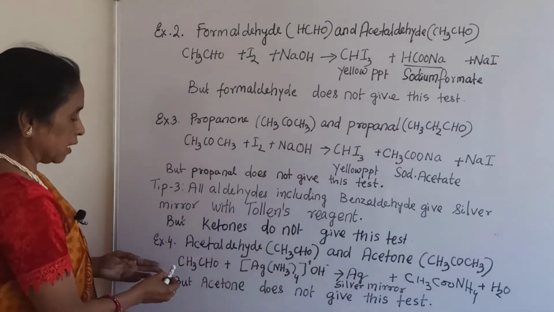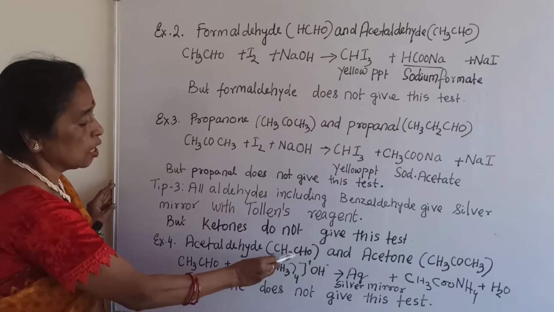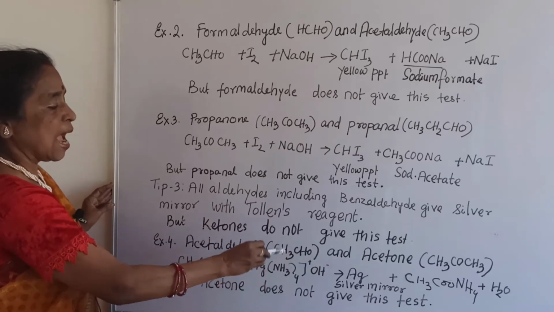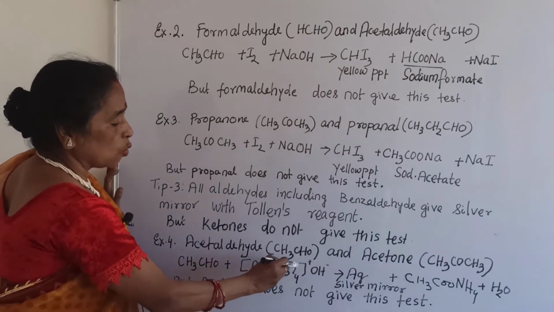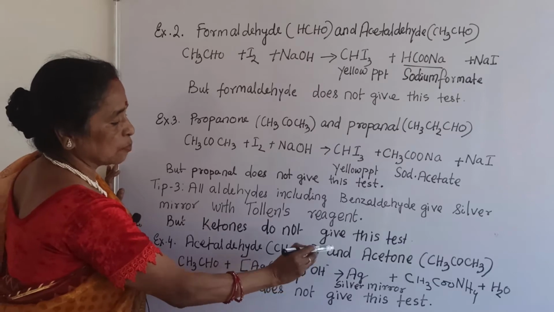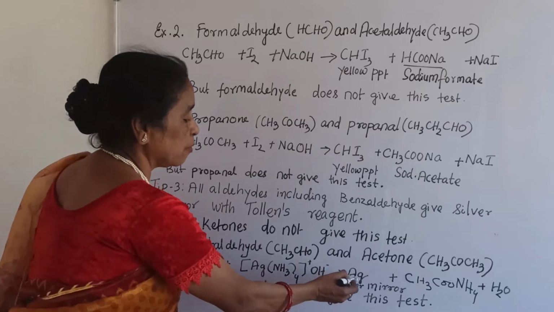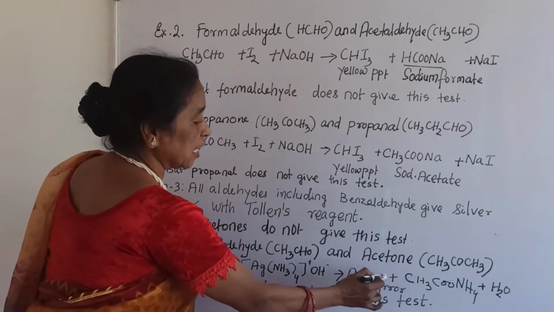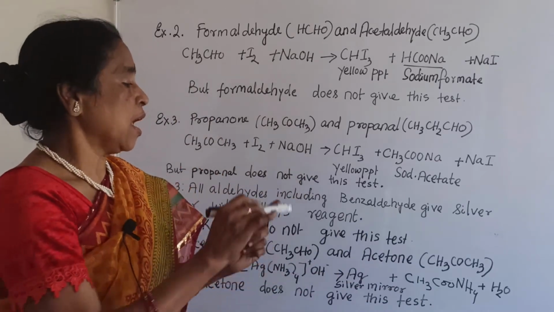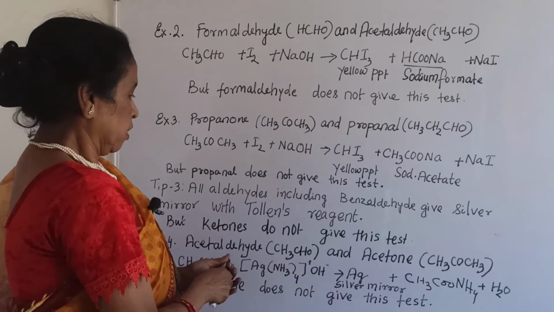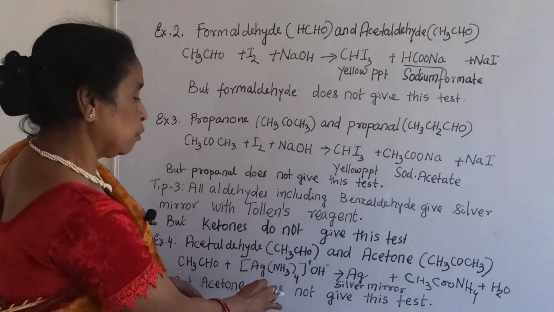So here you can write CH3CHO, and Tollens reagent is Ag(NH3)2 plus and OH minus, and here it gives silver mirror. This is Tollens reagent. When it reacts it gives a shining silver mirror, and it gives other byproduct ammonium acetate, CH3COONH4, and water. So, yes, but acetone does not give this test.